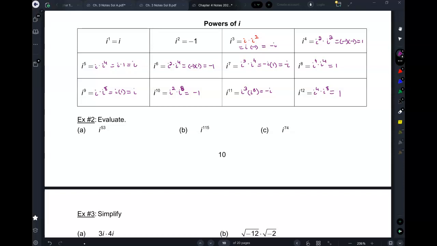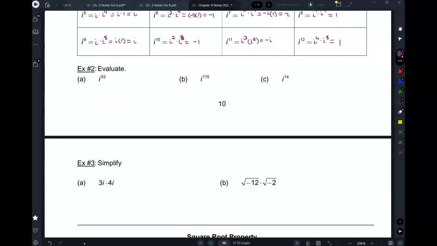Do you see how it's just a pattern of 4 numbers repeating over and over again? So how often does it repeat? After every 4 of them. So if I had i to the however, all I would have to do is divide by 4 and take the remainder, because after every 4 it resets and then it starts again.